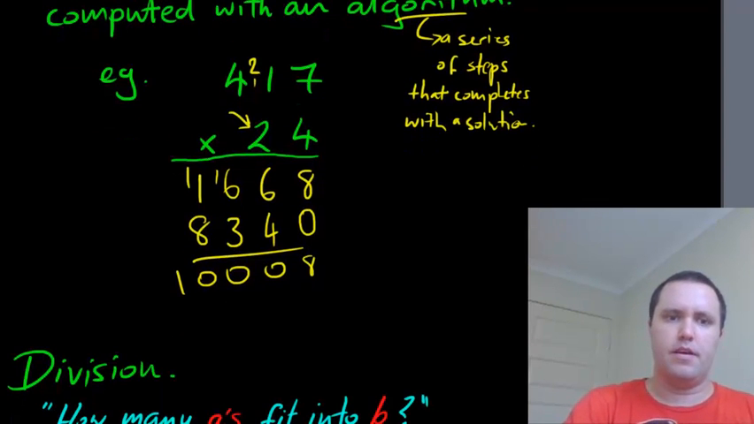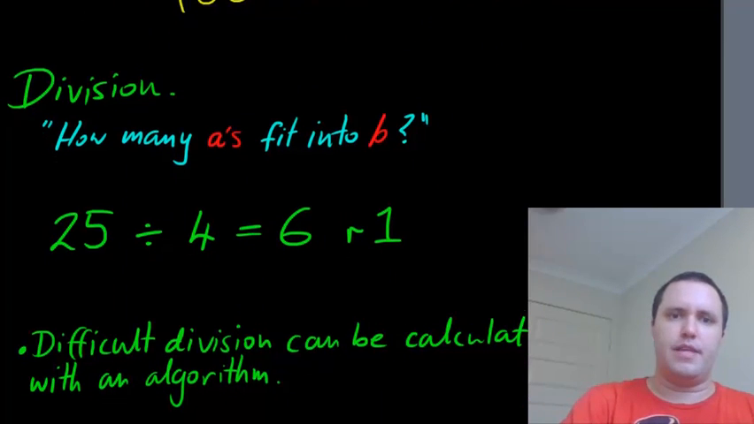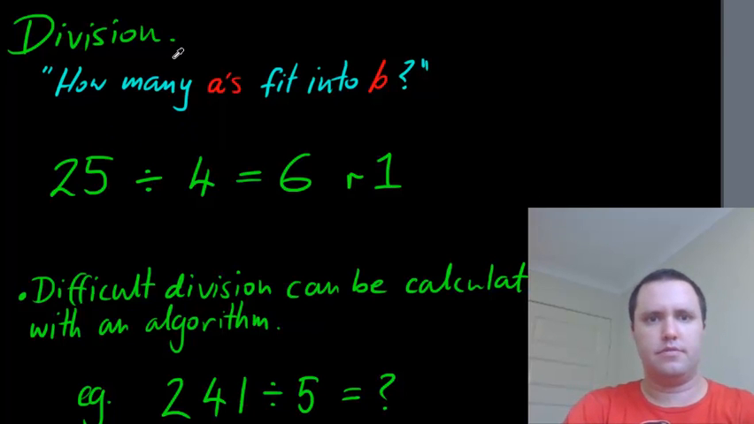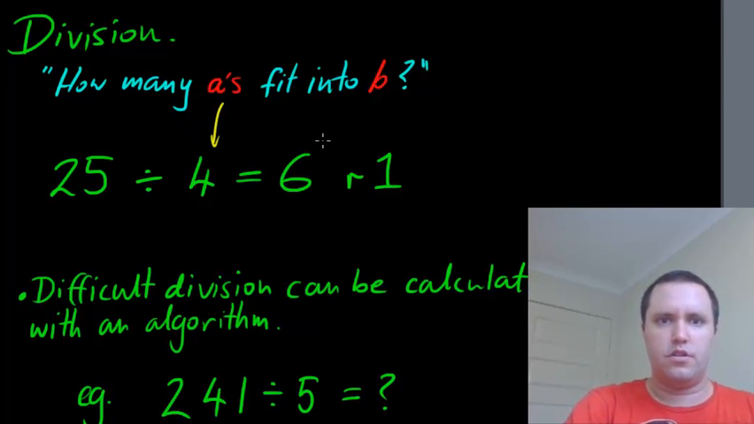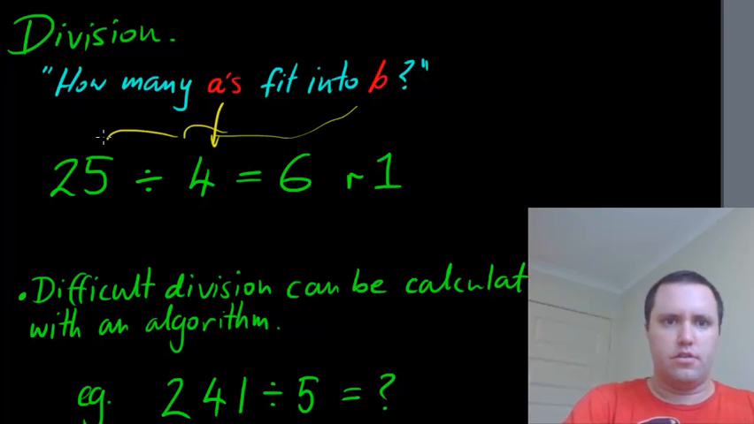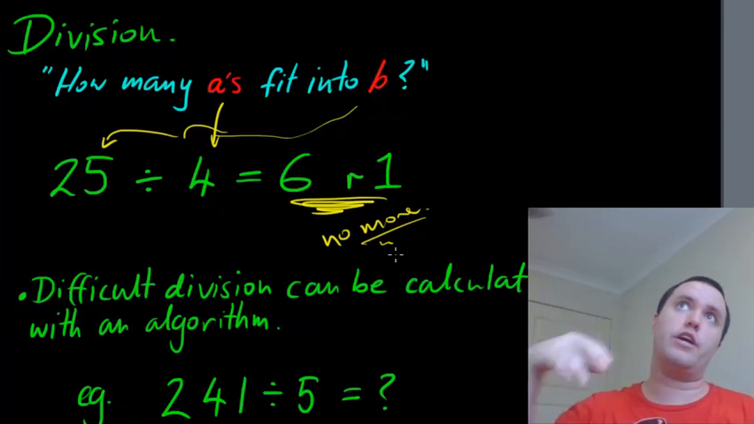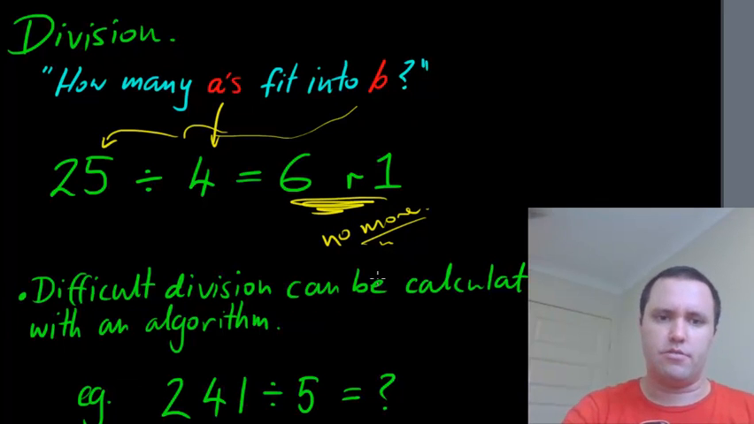Okay? Right. Division. How many of number A's fit into this number B? So for instance, how many 4s fit into 25? 6 fit into it with 1 left over. Now this whole 6 remainder 1, really, I don't want to see any more of that, okay? Because more so you'll be actually working out the decimal equivalent of these remainders, okay?